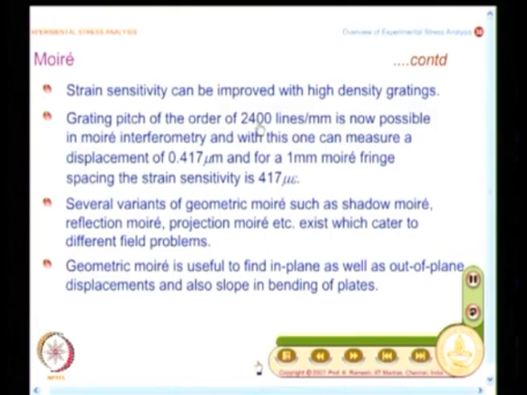you have various photoelastic methods. I have geometric Moiré, that is what you had seen in some of those simple examples. Then you have several variations, you have shadow Moiré, you have reflection Moiré, you have projection Moiré, which cater to different field problems. And if you recall, we had seen reflection Moiré has been used for finding out the curvature in the last class, and geometric Moiré is useful to find in plane as well as out of plane displacement, and also slope in bending of plates.